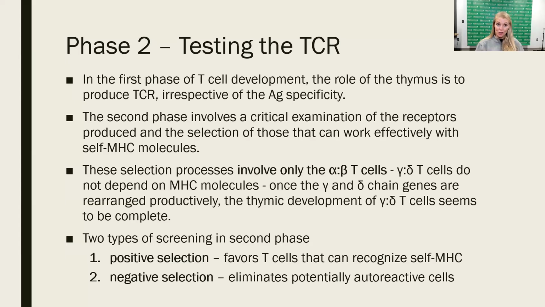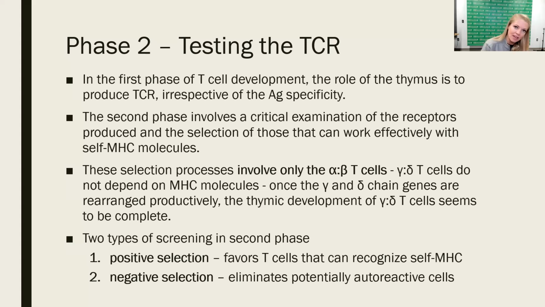Let's move on now to the next phase of T cell development, or what we can call the education of T cells. The first phase of T cell development really had everything to do with making a T cell receptor. It occurred in the thymus, and the whole goal was to produce a receptor that would be able to bind antigen, but completely irrespective of the actual specificity of antigen. So really just to put together two chains that can make a functional T cell receptor.